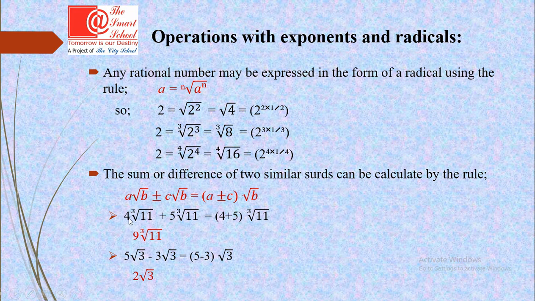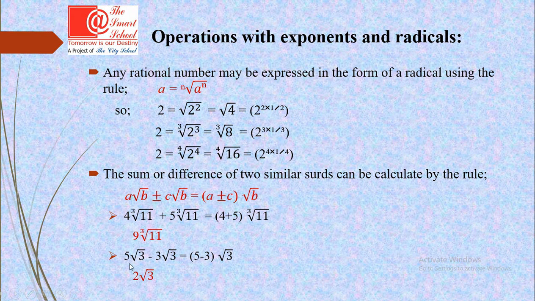Now this is example 4: 11 radical of order 3 plus 5 times 11 radical of order 3. Same surds. So we will do 4 plus 5, which is 9, and then write 11 radical of order 3 once. So this is the answer.